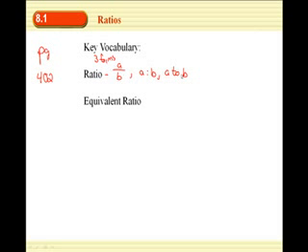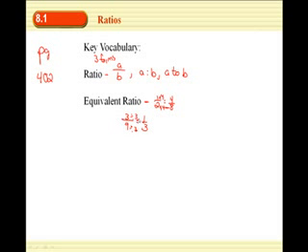Equivalent ratios then would be just ratios that are equal to each other, okay? An example would be 1/2 equals 4/8. 3/9 equals 1/3. And you'll notice this one we multiplied by 4 on both sides, the top and the bottom. This one we divide by 3 to get there. So equivalent ratios can be made. You can make fractions bigger, or you can make them smaller.